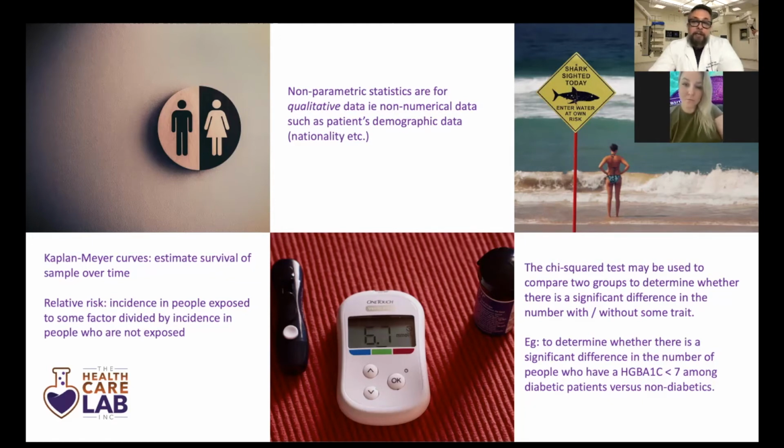Or to see if there's a significant difference in the number of people who have, like, a hemoglobin A1C less than 7 among diabetics versus non-diabetics. So the chi-squared test is a classic one to help you with that.